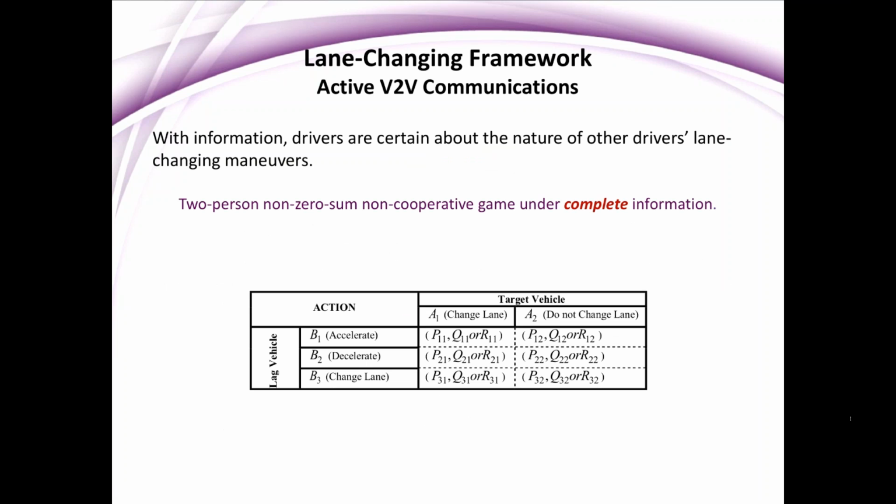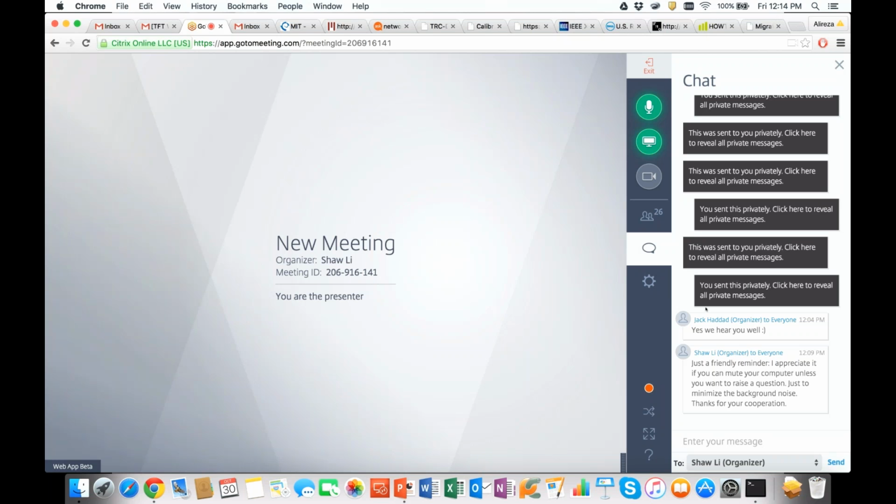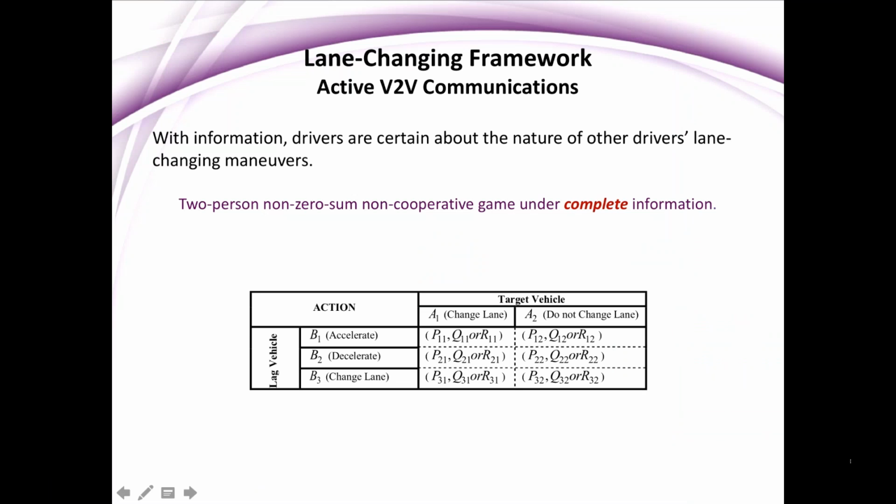So the second case, the first case is when we didn't have V2V communication. Now, when we have V2V communication, just to remind you, we assume that the lag vehicle knows what the nature of the lane change is, and that means that you already know which game you want to play. So it's a two-person, non-zero-sum, non-cooperative game under complete information. So in other words, we already know whether we want to go with the Q series or the R series here.